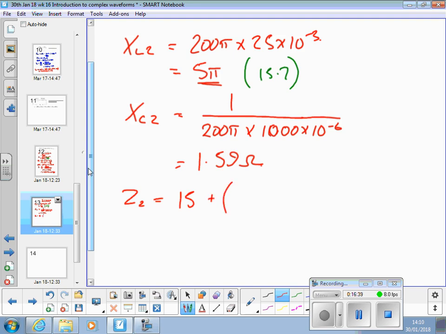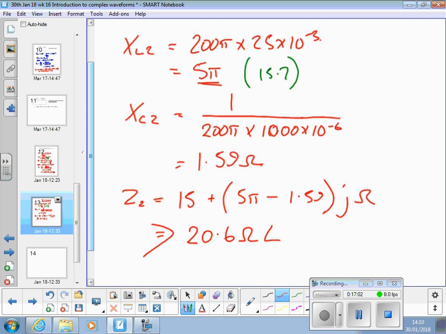Yeah, so I'll carry on with, so that's 5 pi minus 1.59 j ohms, which converts to polar as... yep. Everyone agree?